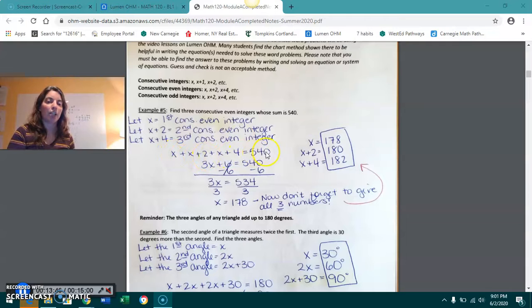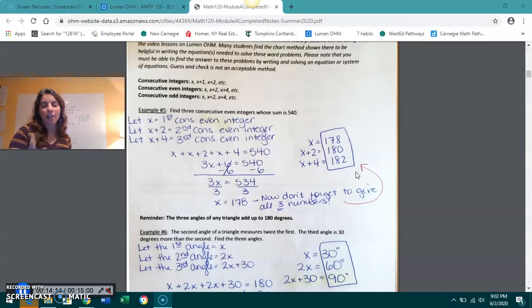So here's the equation I'm writing. I just have one equation now because I only used one variable in this example. So I add up the x's, I add up the numbers, simplify, and solve just like you would normally. This again is very much review how to solve that. Now don't forget that we're trying to find all 3 numbers. So 178 is my first number, my x. I add 2 to get to the next even number. I add 2 more to get to the next even number.